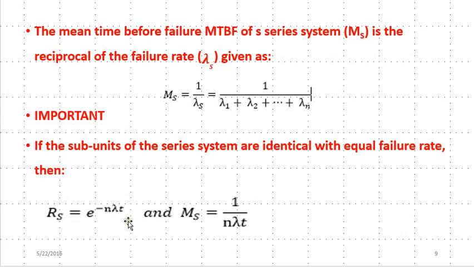And from here, my mean time between failure should be the reciprocal of that, which should be 1 over n lambda t. Of course, the t is not supposed to be here because the mean time between failure is only 1 over what? Failure rate. Therefore, t is a mistake. We should remove it.